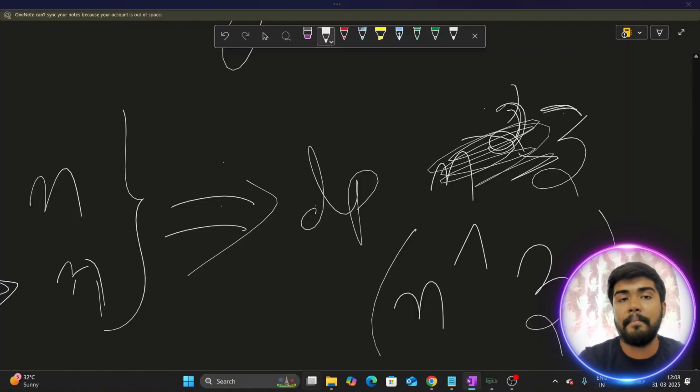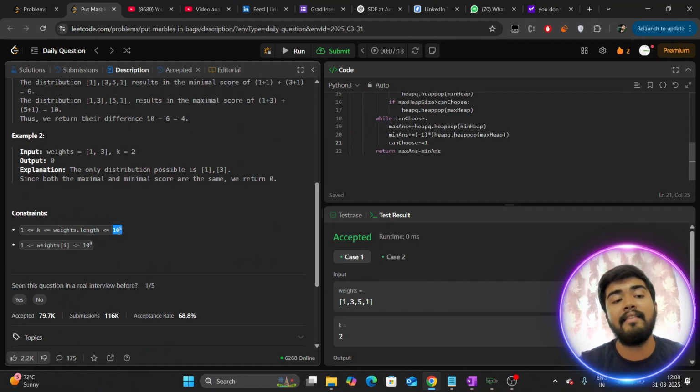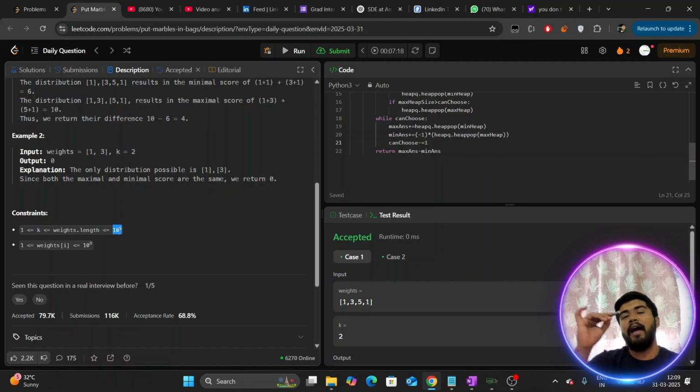So can an n cube be accepted? Nope. Because our weights can grow as big as 10 to the power 5. So 10 to the power 5 into 10 to the power 5 into 10 to the power 5 is going to be 10 to the power 15, which is a direct TLE. Now you have done your recursion and you have tried with DP also, and that also is giving you something in the range of n cube. So now I think you have to think a little bit more.